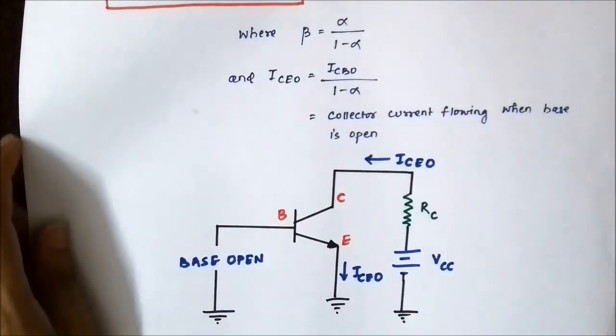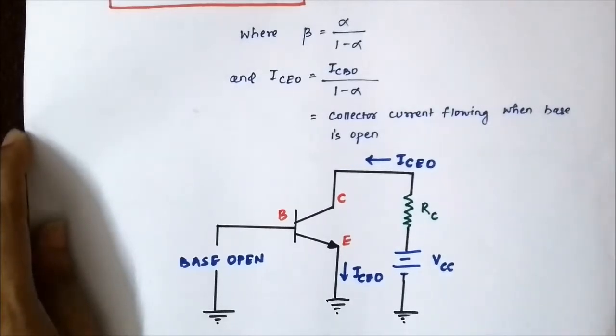So we discussed the common emitter configuration or connection of BJT, and we discussed two important parameters associated with common emitter configuration, that is the current amplification factor beta, the relationship between beta and alpha, that is the current amplification factors for common emitter and common base configuration, and we also derived the expression for collector current in common emitter configuration. Now in my next video I will be discussing the voltage current characteristics, that is the input and output characteristics of common emitter configuration.